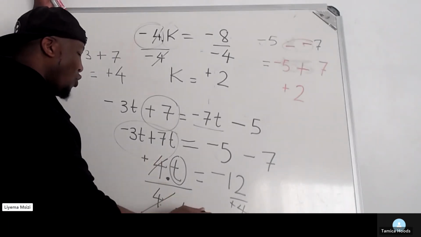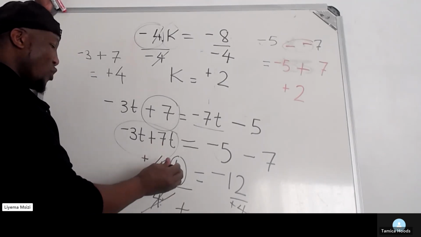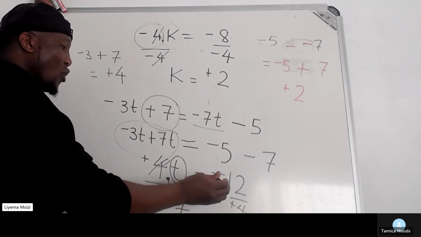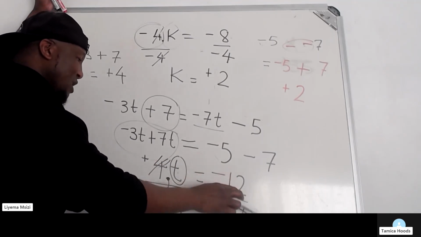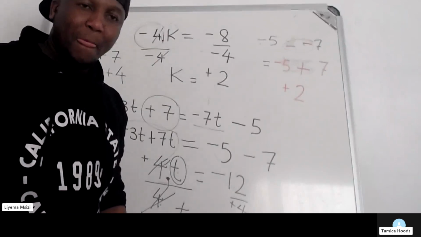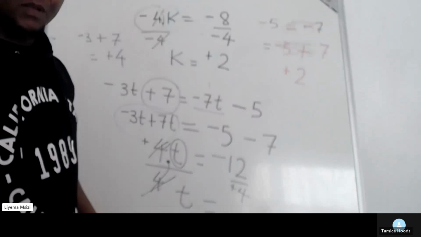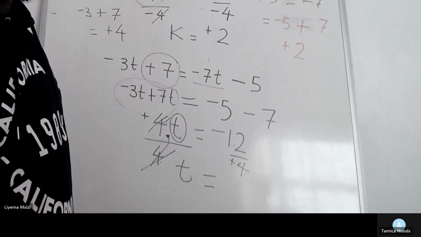So our t equals, why is it canceling? Because these are like terms, so they cancel and we're left only with t. So -12 divided by 4. Tell me how we're going to do it. I can't see the board. Can you please move down a bit? Okay, I see what you mean.